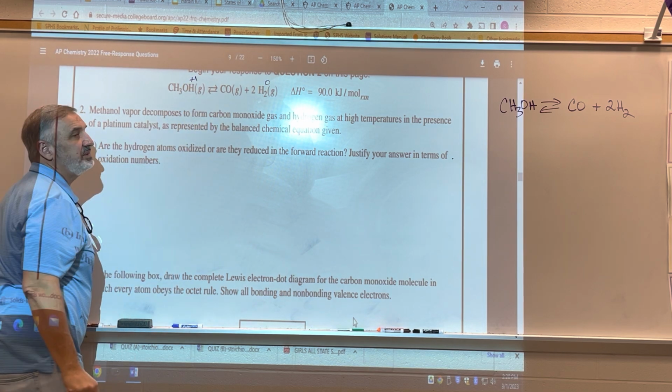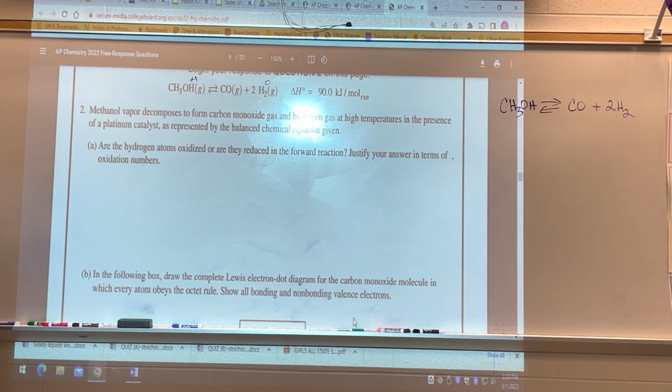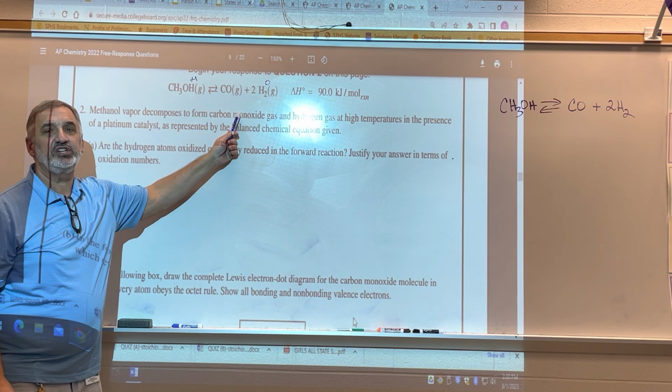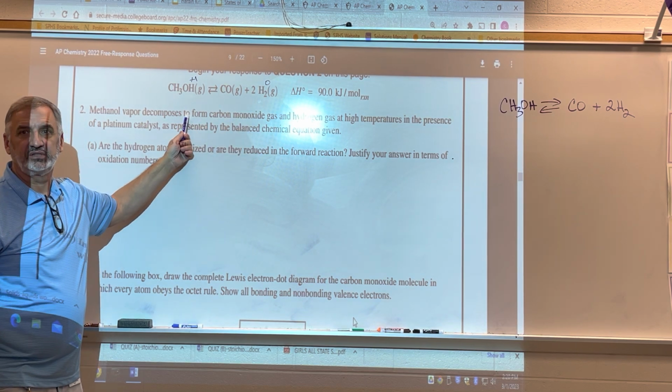+1. So what does that mean? It's going from +1 to 0. Is the charge going up or down? So it's being reduced, because the oxidation state is changing from +1 to 0. You need to know that. This again should be an easy money question. This should be a 10-second question.